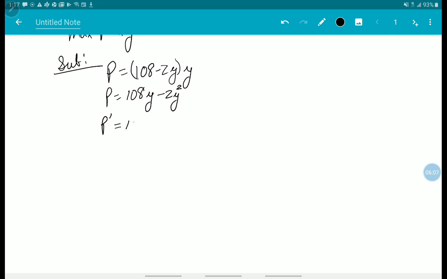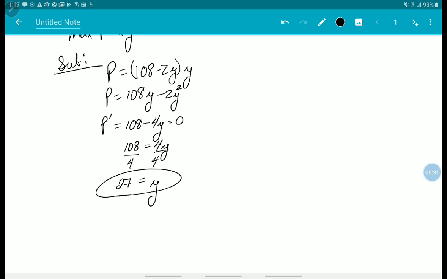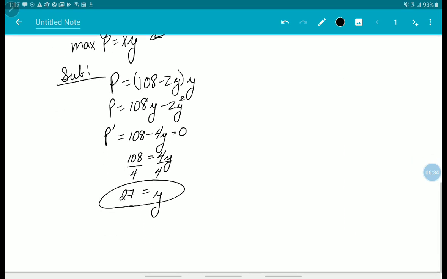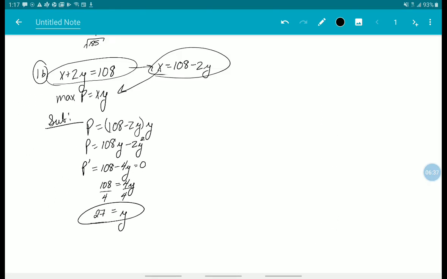If we take the derivative of this, we have p prime is equal to 108 minus 4y. And if we set that equal to 0, we can solve for y by moving the 4y over and then dividing everything by 4. So y is equal to 27. Now that we know y, we can substitute back in to find x. We know x is equal to 108 minus 2y, which is 108 minus 2 times 27, which is 54.